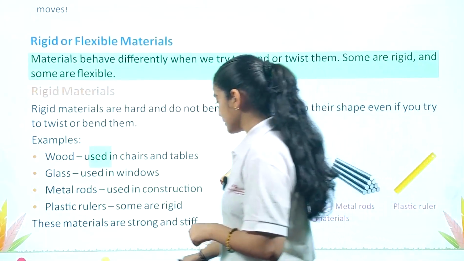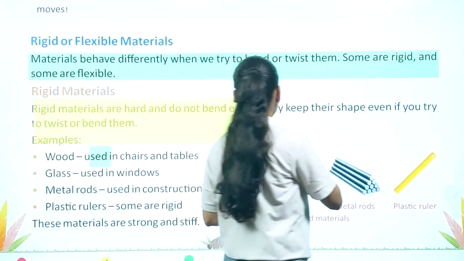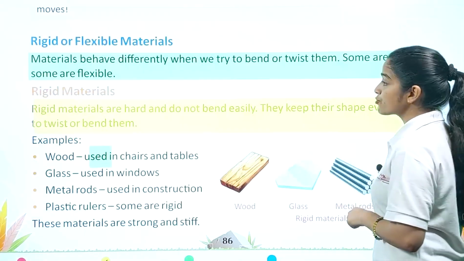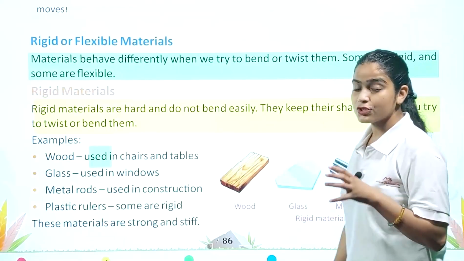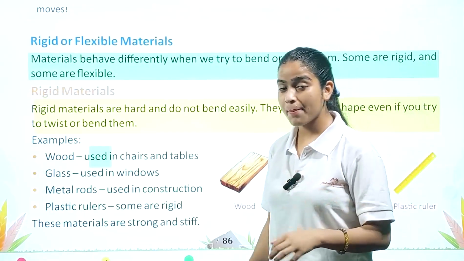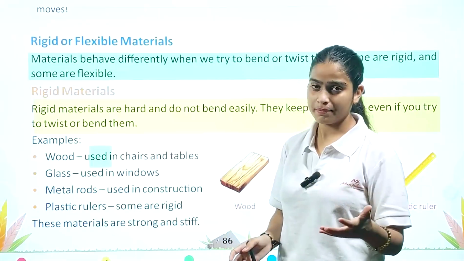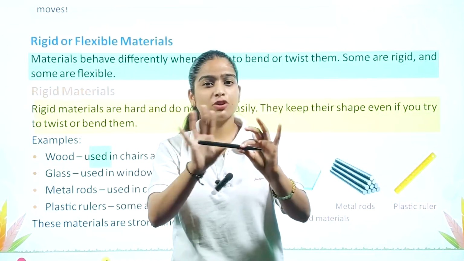Rigid materials are hard and do not bend easily. They keep their shape even if you try to twist or bend them. So those materials which cannot change their shape by bending, you can simply say they cannot bend. If I'm talking about this pen and I try to bend it, it is not possible for me.